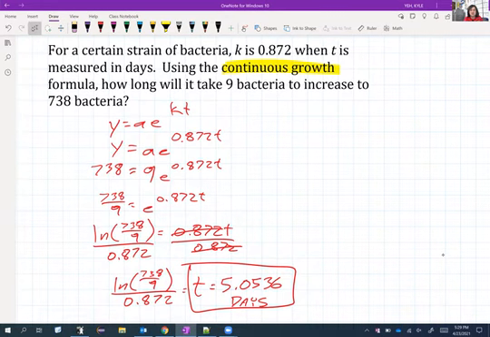All right, on the screen now is my work. The key step, probably right here, when I got rid of the e by taking the natural log of both sides. After which I divided by 0.872 and plugged in the calculator, and I got that t was 5 days roughly, 5.0536 days for 9 bacteria to grow into 738.